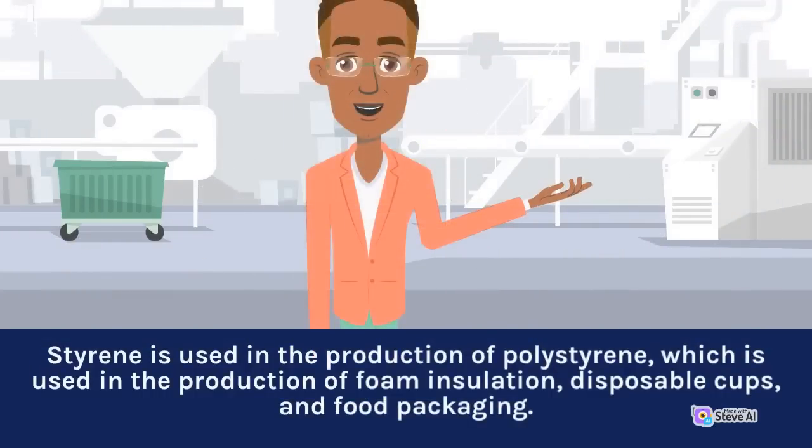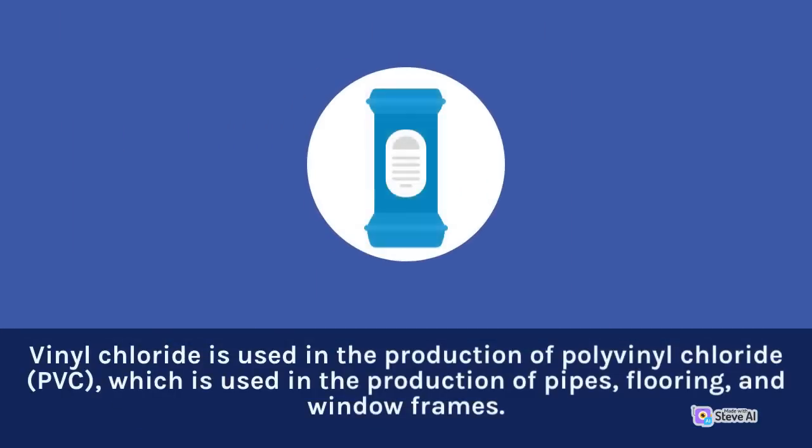Styrene is used in the production of polystyrene, which is used in the production of foam insulation, disposable cups, and food packaging. Vinyl chloride is used in the production of polyvinyl chloride, PVC, which is used in the production of pipes, flooring, and window frames.